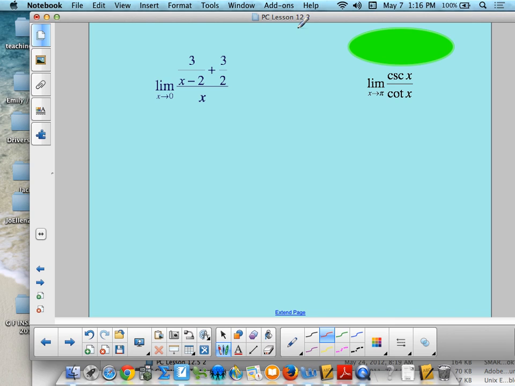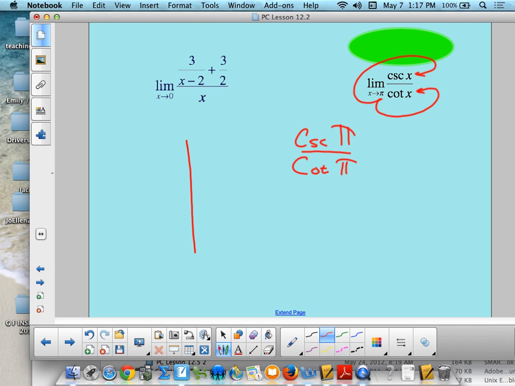Okay. Can we start this one? You guys ready? We're going to take the limit of cosecant of x over cotangent of x as x approaches what? Pi. Try direct substitution every time. What if it works? If it works, you're done. So let's try direct substitution here. So this would be cosecant of pi over cotangent of pi, right?